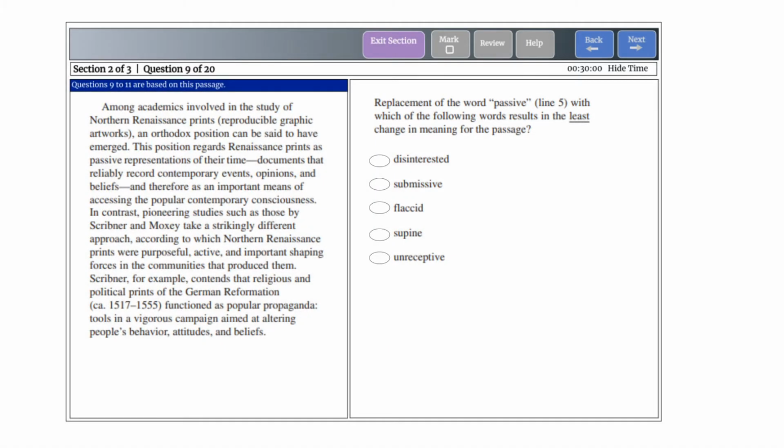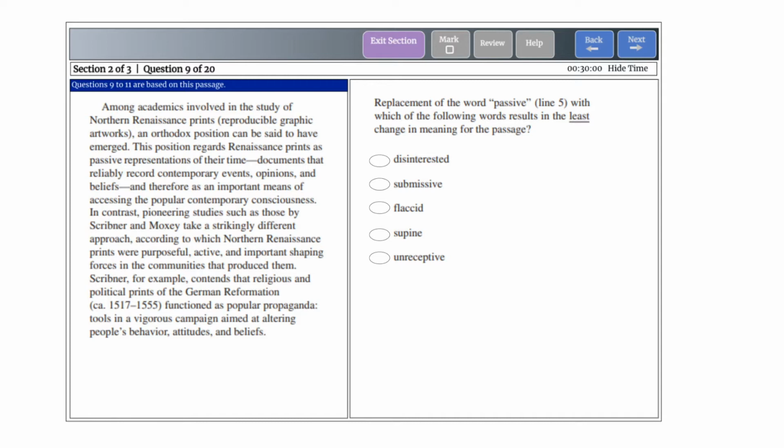Let's take a look at one of the questions from the test. Take a little time, read through, answer this question. All right. Replacement of the word passive, line 5, with which of the following words results in the least change in meaning for the passage? So just from the sentence setup, we know that we're dealing with vocab and context. We just need to match the meaning of passive given this context.